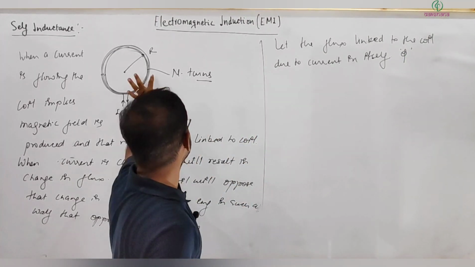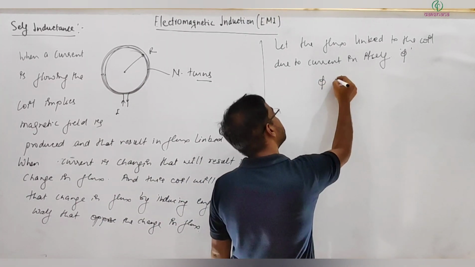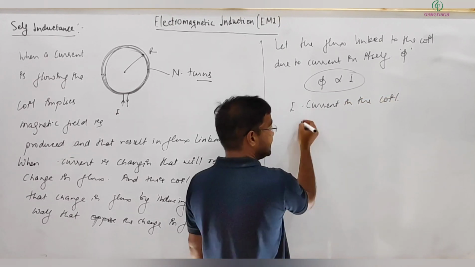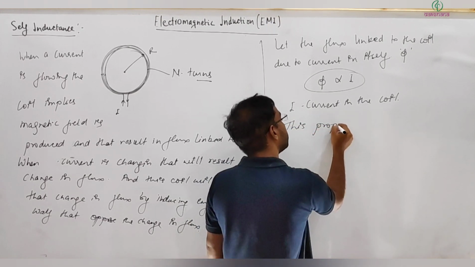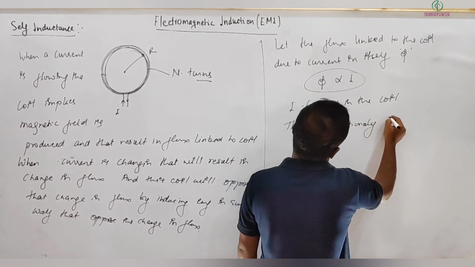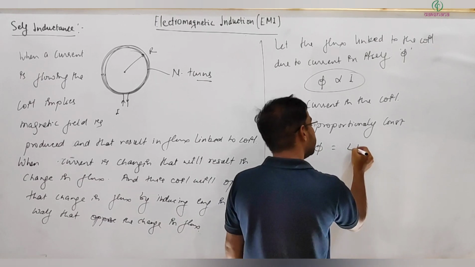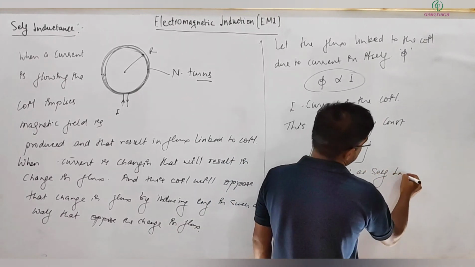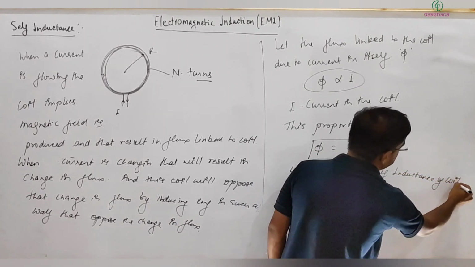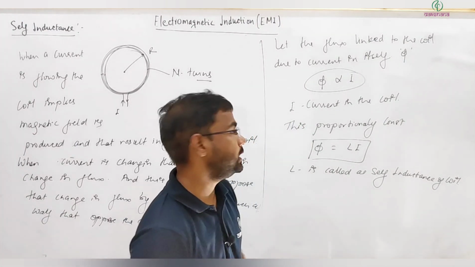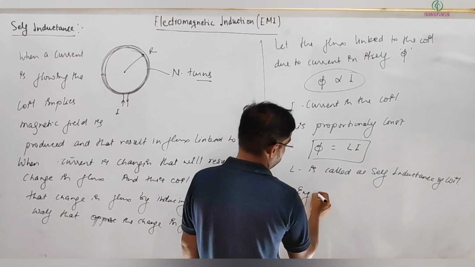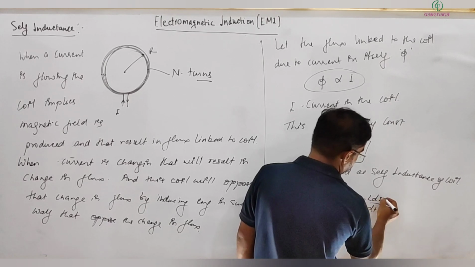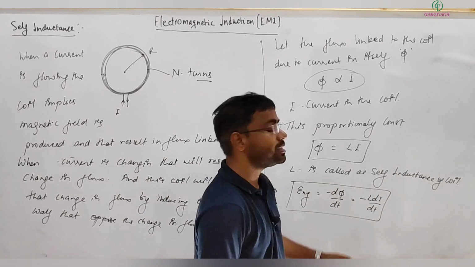And I can definitely write, because the magnetic field in this coil will be proportional to I, this phi will be proportional to I, where I is the current in the coil. And this proportionality constant is L, so phi equals L into I. This proportionality constant L is called the self-inductance of the coil. L actually measures that opposing property. And here we can write, if I differentiate it, that EMF induced is minus d phi by dt, equal to minus L di by dt. This L is called self-inductance.